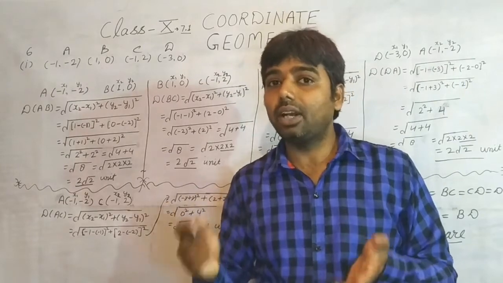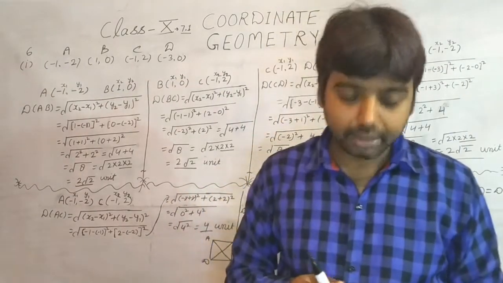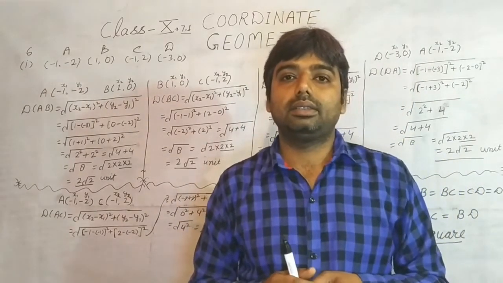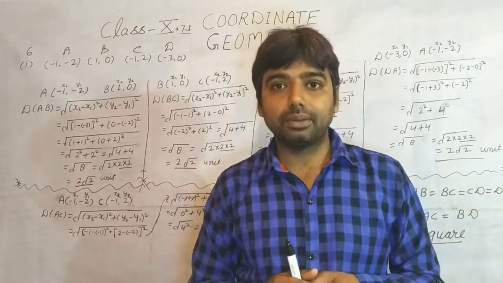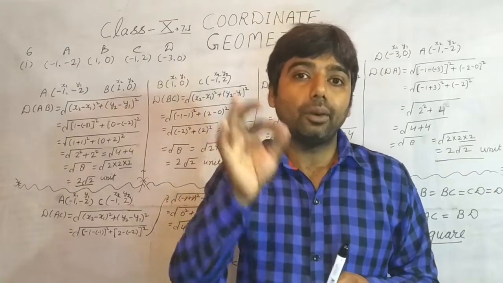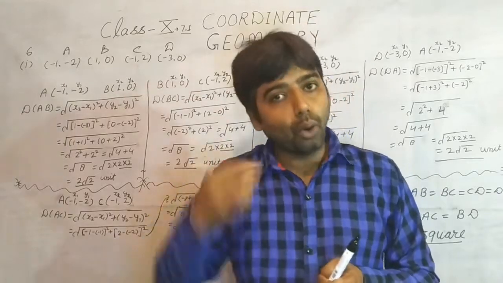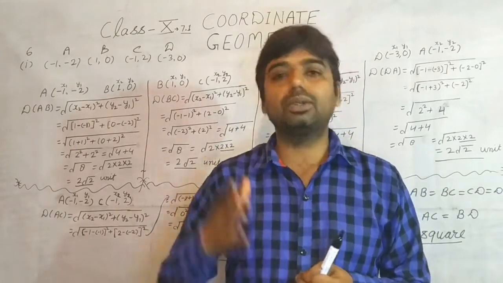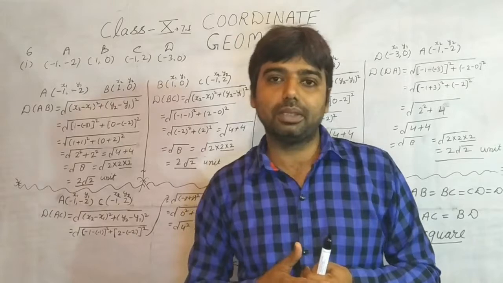What can it be now? It can be a square, but for now it is a rhombus. Up to now it holds the quality of a rhombus, because all the sides of a rhombus are equal.